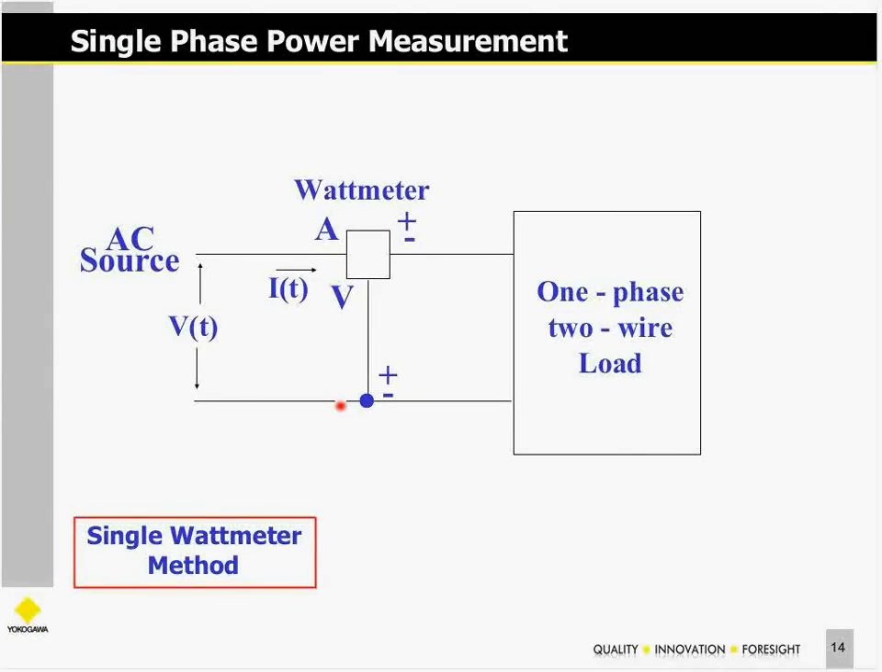Now, you notice I do have polarity marks on this. This is very important. These are the instantaneous polarity marks, and very important for the meter to be connected according to the polarity marks from the manufacturer. So whichever manufacturer you're using, they will have some type of polarity marks. This keeps the current and the voltage in the proper phase for your true watt measurement. So this is what we call a single phase or a single watt meter method. Okay, we measure one current and one voltage.